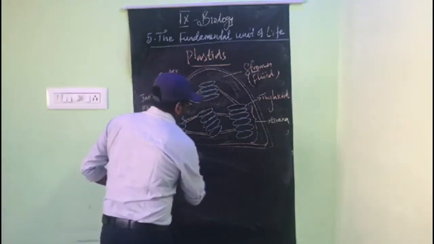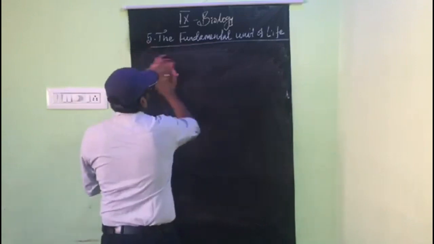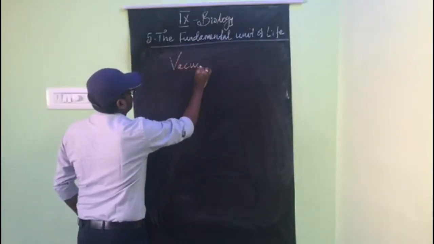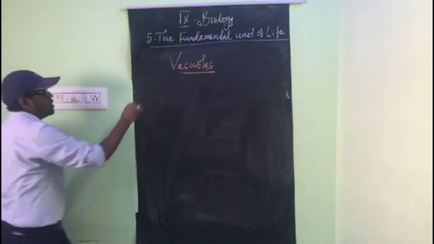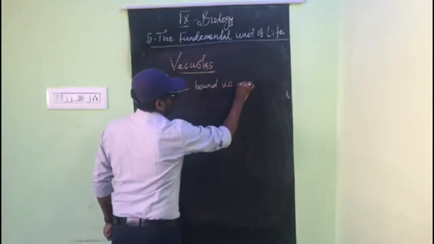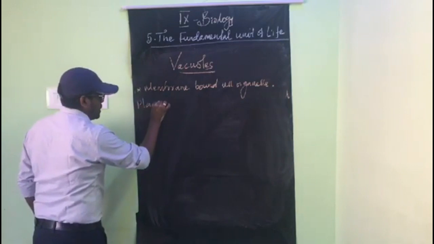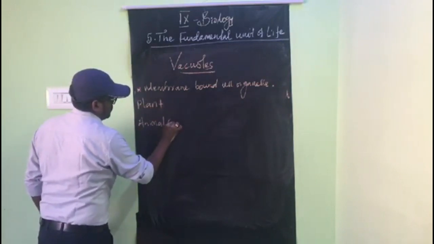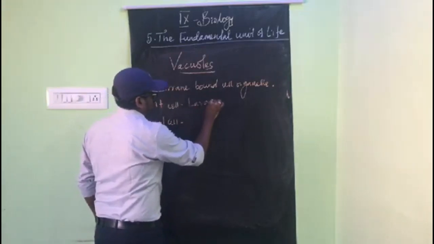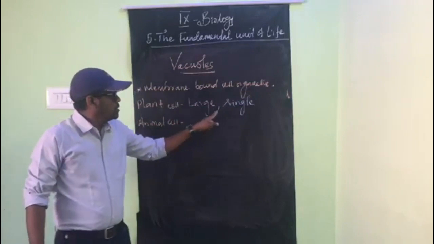Okay, next cell organelle, vacuoles. Vacuole is a membrane bound cell organelle. It is present in both the plant cell and animal cell. In the plant cell, a large and single vacuole is present, large in size.